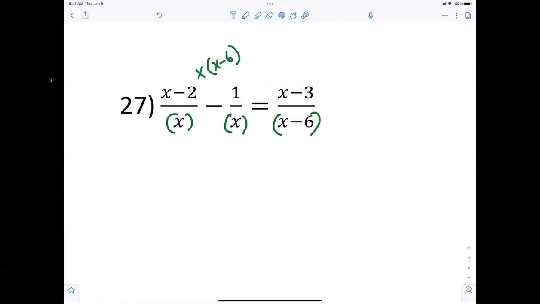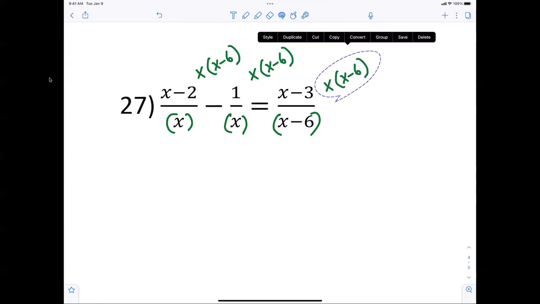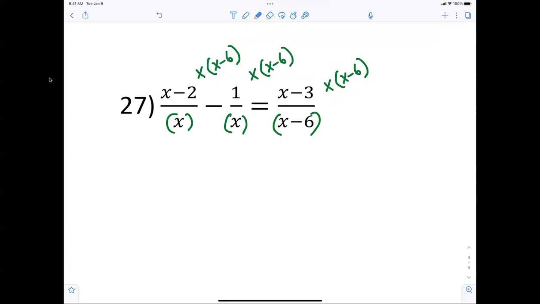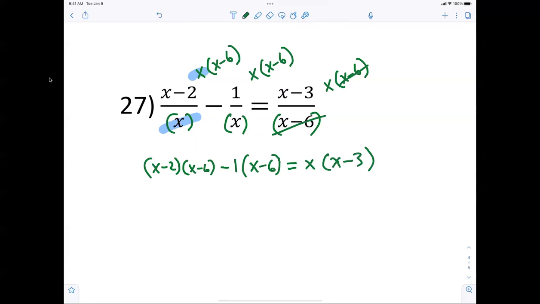x times x minus 6. That's the common denominator. So now what cancels out? The x. So now I have to multiply x minus 2 times x minus 6 minus what cancels out. So I'm left with equals, now the x minus 6 cancels, so I'm left with, there you have it.